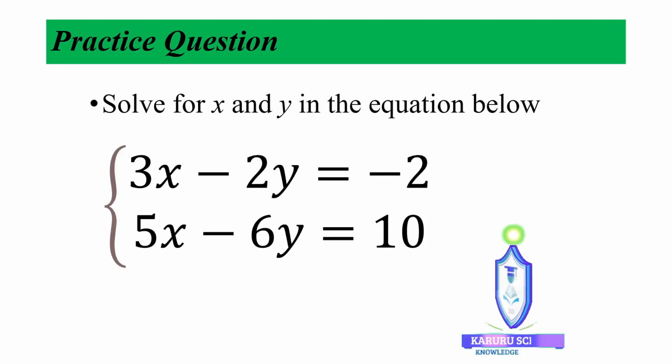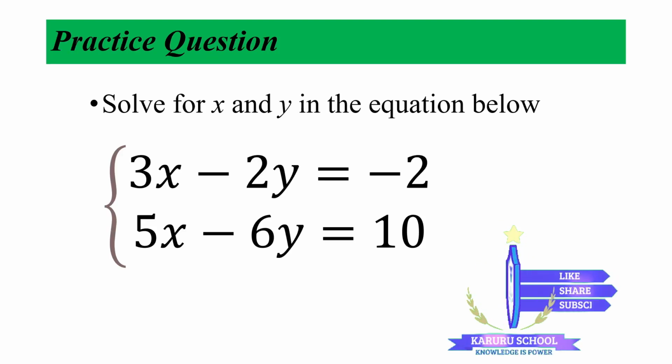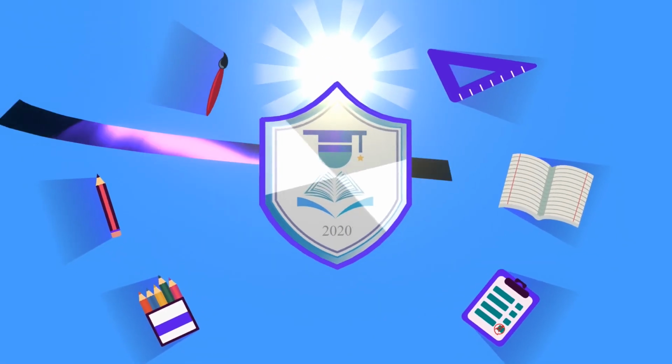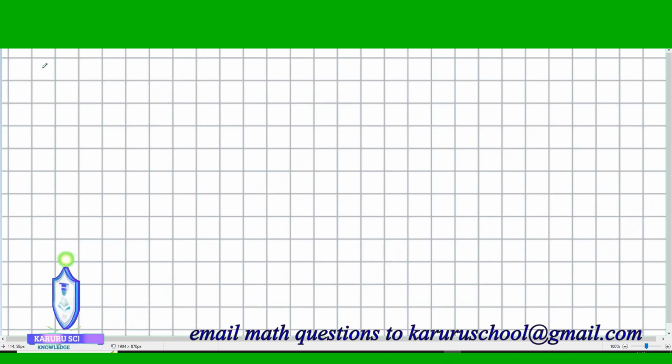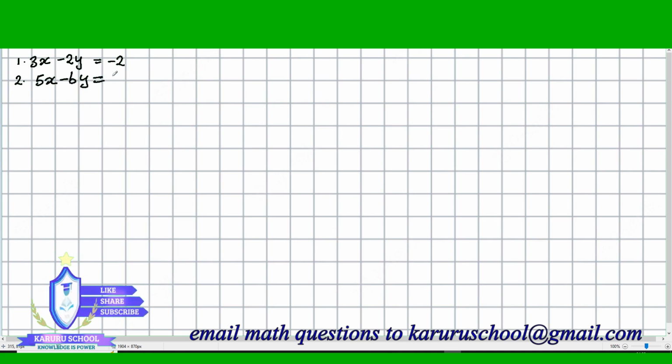We have a practice question that entails solving for the values of x and y in the given equations. To solve this, we are going to follow the steps that we outlined earlier. So we first rewrite the question. We have the first equation as 3x minus 2y equals minus 2, and the second equation is 5x minus 6y equals 10.